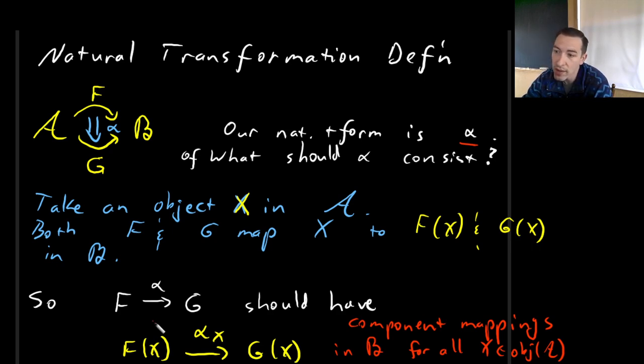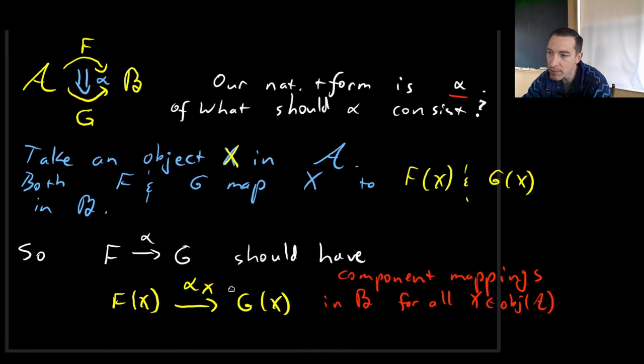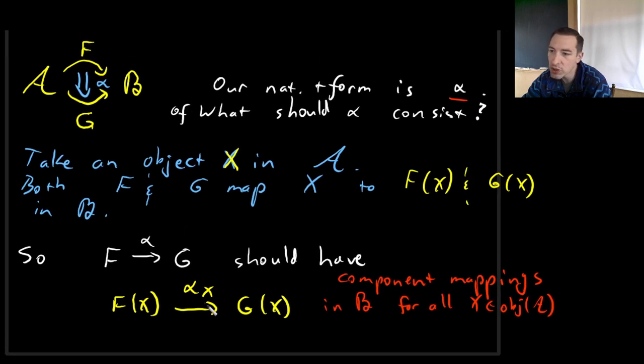So we're trying to figure out, this is a big generic name, and we're pulling apart the pieces. There's a packaging of stuff that makes up alpha, and we're trying to get into that and say, well, what is inside of that? So at a minimum, we should have, for each object X in the category A, maps alpha sub X that map F of X to G of X.